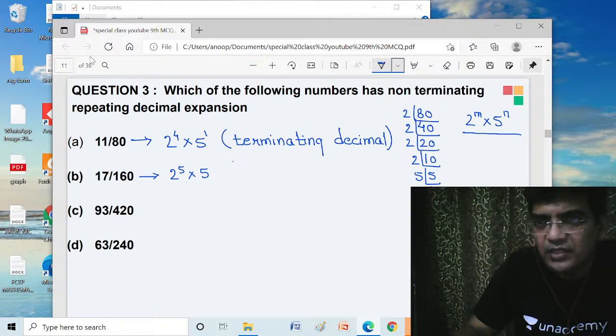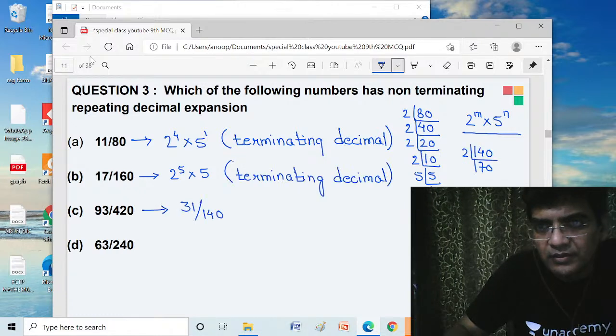Now moving on to this one. First of all you can see this can be reduced. Numerator and denominator both can be reduced. So first we will reduce it, and it can be reduced by 3. So it becomes 31 upon, you divide it by 3, 3 ones are 3, 3 fours are 12, and 0, so 140. So after reducing it, I will check the denominator. Now the denominator is 140. So let me write it.